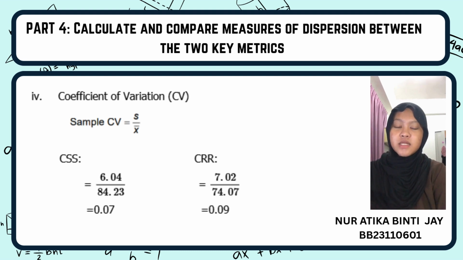This implies that customer retention rate is more relatively variable compared to customer satisfaction score. For example, customer retention rate values are more spread out relative to their mean. A lower CV in customer satisfaction score means that it is the most stable and consistent measure.